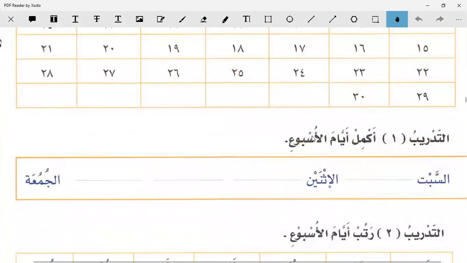Next, complete the days of the week. So here you just write the days of the week starting with Saturday, Sunday, Monday, Tuesday, Wednesday. You write them all in these blanks.